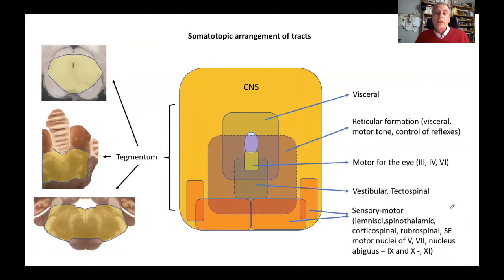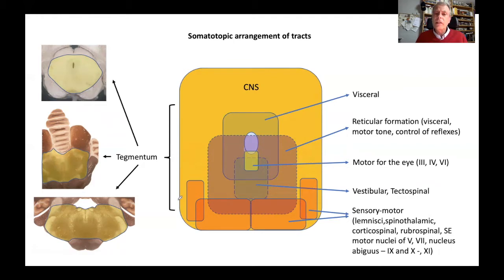Now we have to consider the somatotopic arrangement of the tracts. Look, here in this drawing is the central nervous system, okay? And I have marked here the tectum, okay? The tectum and the lumen, the central portion of the central nervous system, okay?